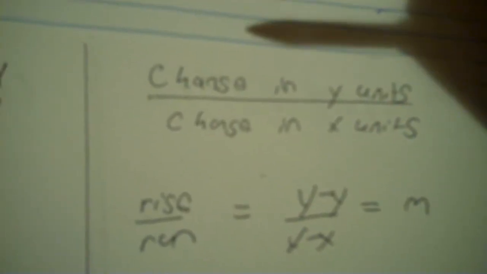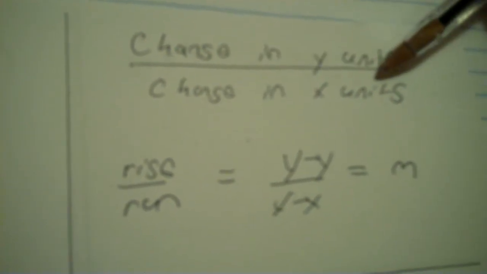Now, the issue today is how can we get that without the graph? Well, you can use a ratio: change in Y units over the change in X units. Y is the up and down, that's the rise, and the X is across, that's your run. So Y minus Y over X minus X is my M, which is my slope. Why they call it M, I have no idea why they picked that letter.